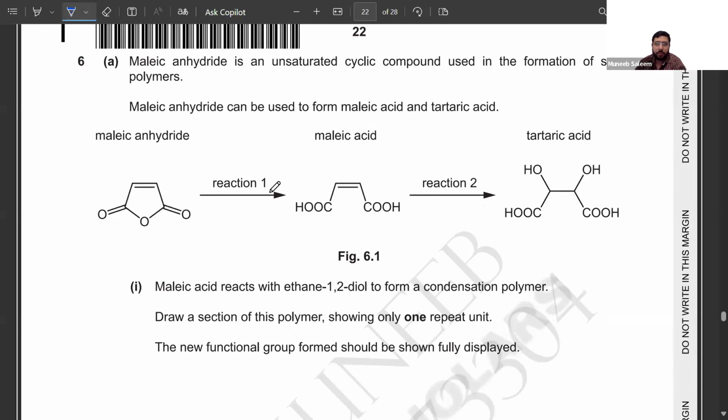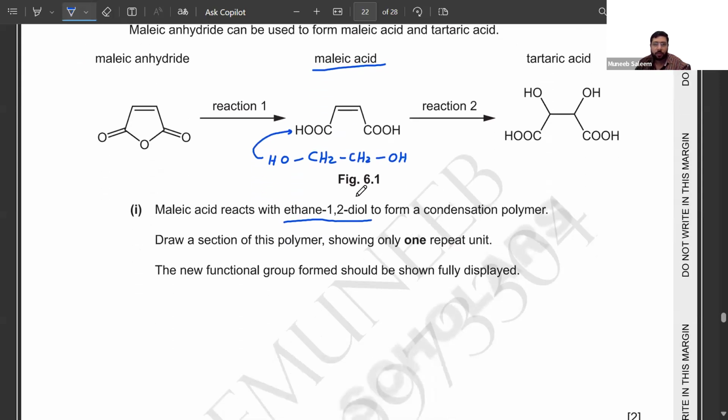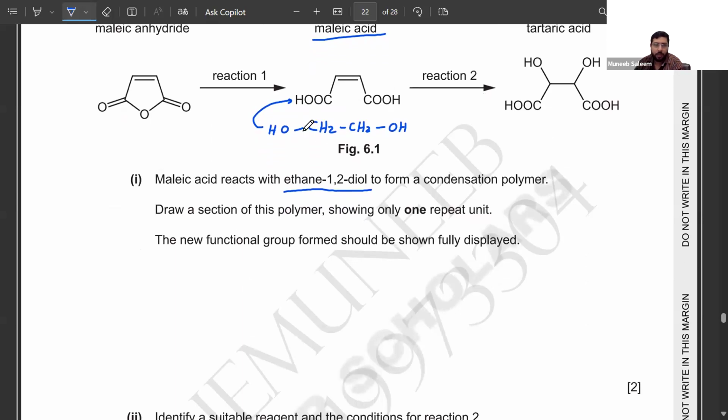Okay, so here we have to react this maleic acid with the ethane-1,2-diol to form the condensation polymer. Now, what does this ethane-1,2-diol look like? It has CH2, CH2, and one OH group on one side and another OH group on the other side. And this must be reacting with this maleic acid. So we have to put in the polymer in which at least one repeat unit is there. So first of all, I'm going to represent the actual compounds, which are represented like this.